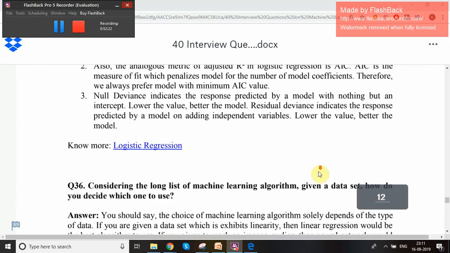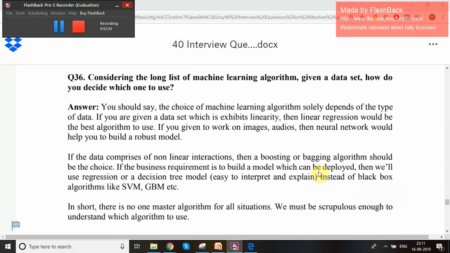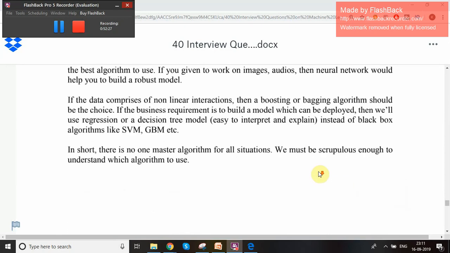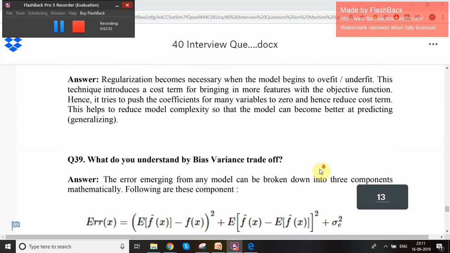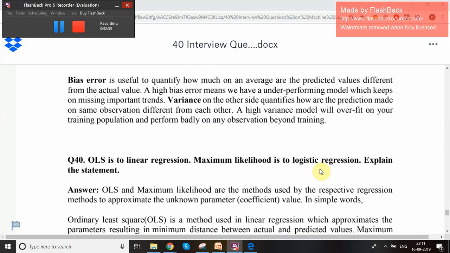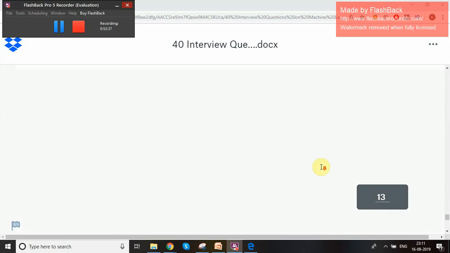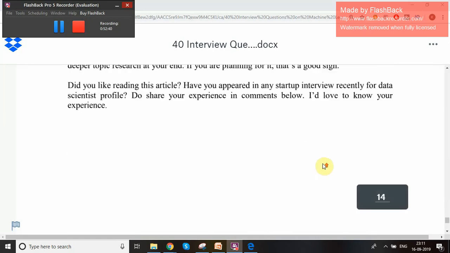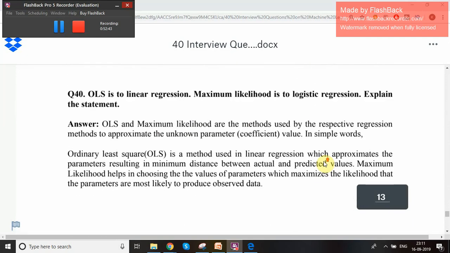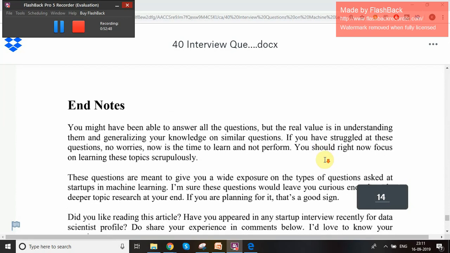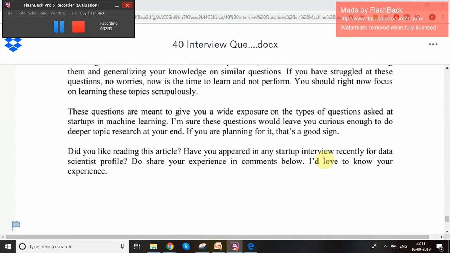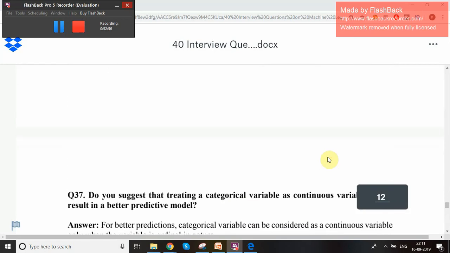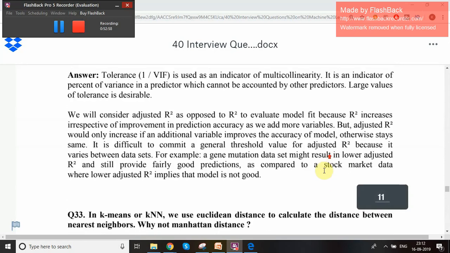Consider a long list of machine learning algorithms given the data. How do you decide which one? These are some of the important questions which they are going to ask. How to regularize, and what do you understand by bias-variance trade-off, and assumptions of linear regression. You might answer all of the questions, but they really value the understanding in it. They would like to know the experience. So these are a few of the interview questions which I have come across.